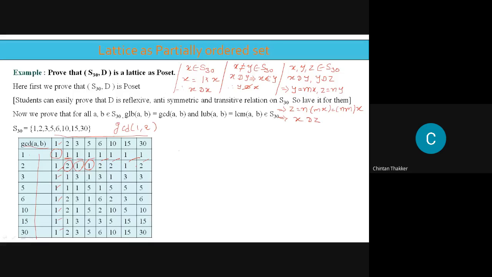Now for 2 and 6, the GCD is 2. For 2 and 10, again the common divisor is 2. For 2 and 15, the greatest common divisor is 1. For 2 and 30, we have 2. Then we take 3. So 3 and 1 gives 1, 3 and 2 gives 1. Okay, we get symmetric values.